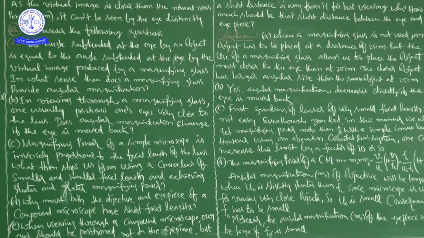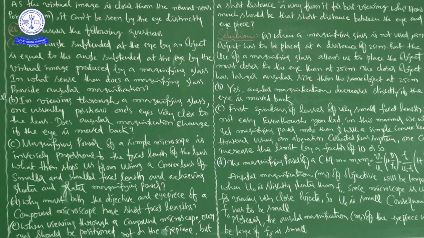So whether the eye is kept close to the magnifying glass or at some distance, the effect is negligible when the image is at a much larger distance. But for the question he is asking, the answer is yes. Angular magnification decreases slightly if the eye is moved back. The reason is that the angle subtended at the eye would be slightly less than the angle subtended at the lens. But in practice, this effect is negligible because the image is at a much larger distance.